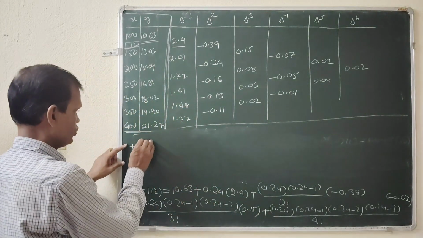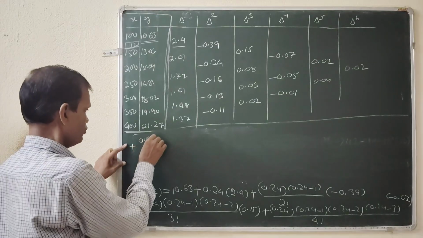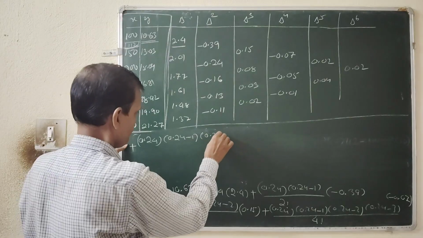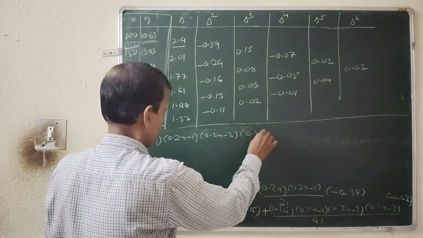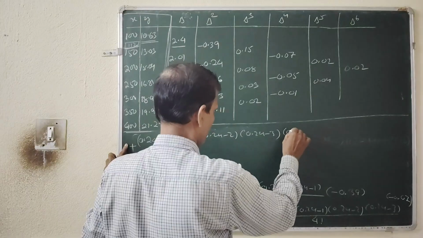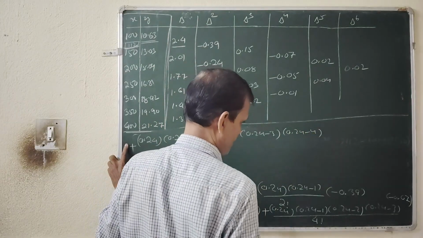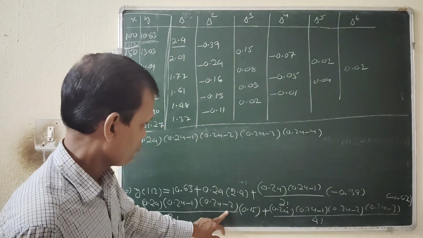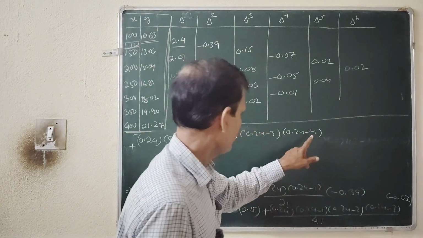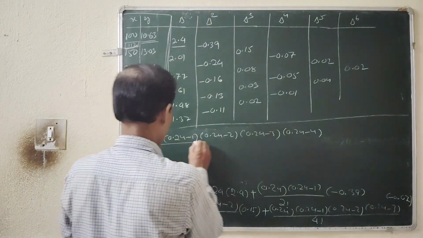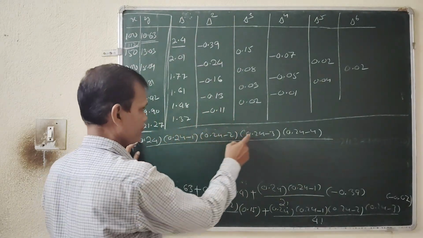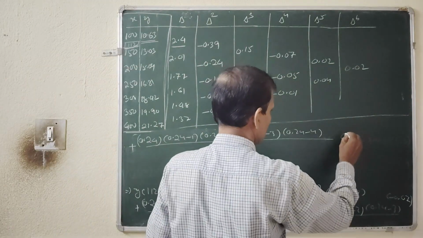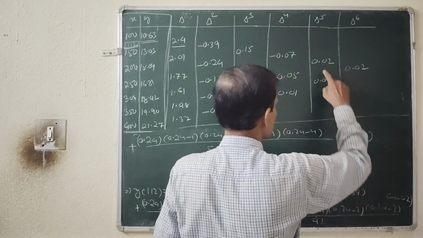Then p, that is 0.24 into (0.24 minus 1) into (0.24 minus 2) into (0.24 minus 3) into (0.24 minus 4). You see this is minus 1, minus 2, here minus 1, minus 2, minus 3, here up to minus 4, divided by how many terms are there? 1, 2, 3, 4, 5. So you write 5 factorial. When you write 5 factorial, this is delta 5, that is 0.02.